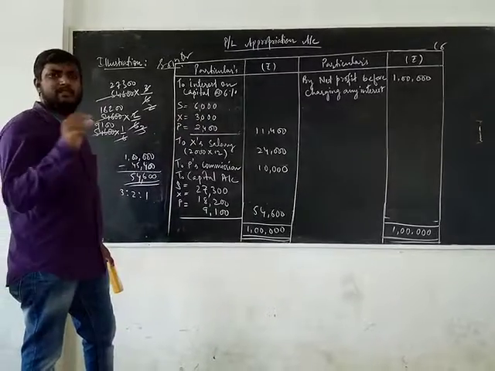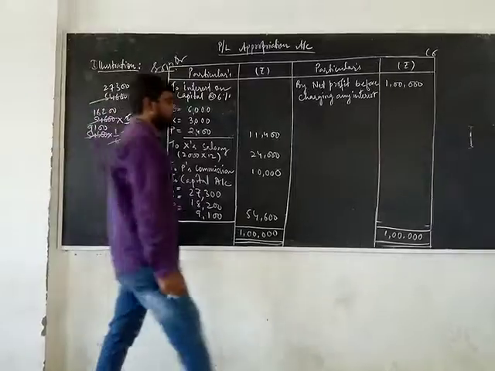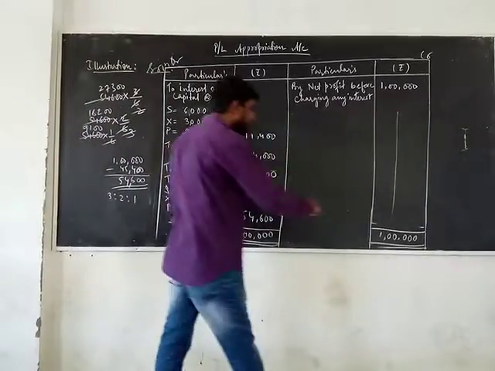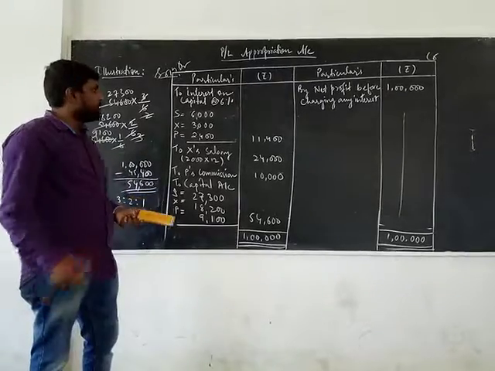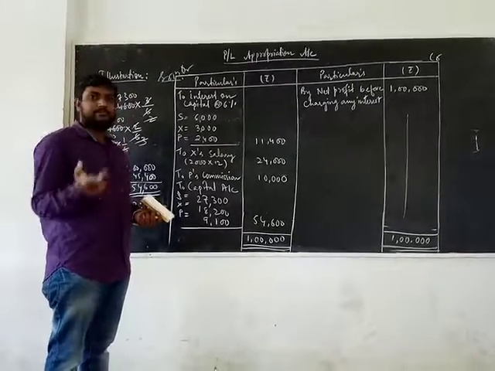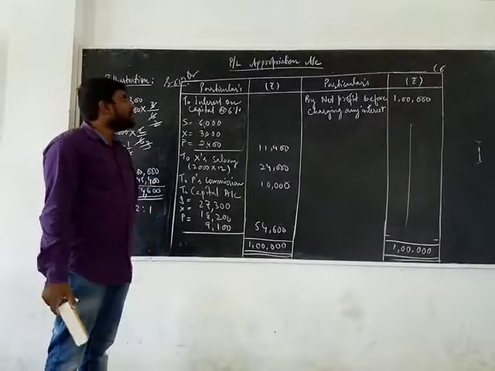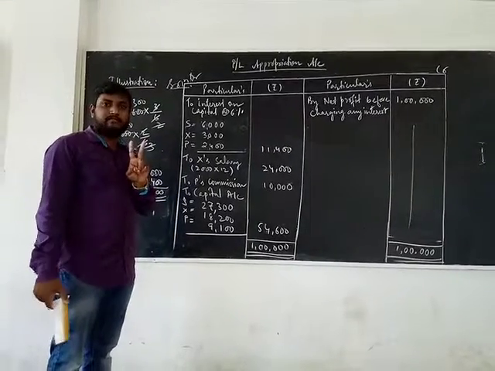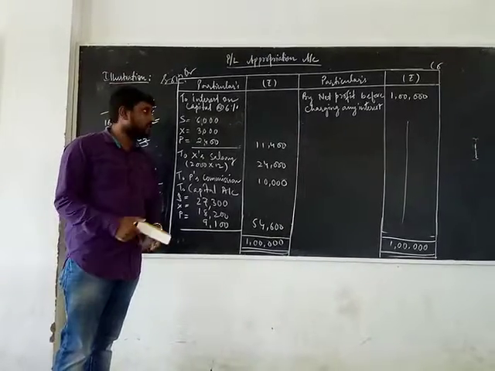This is a very simple problem which I have done just for your understanding purpose. Is that clear? So this is all for today. In my next class we will discuss some other related problems. And one more thing: while preparing the P&L appropriation account, there are 2 methods, fixed and fluctuating. We will discuss that in my next class. Okay. So far, thank you.